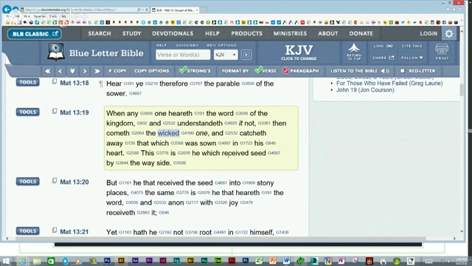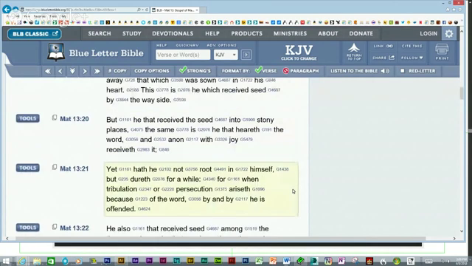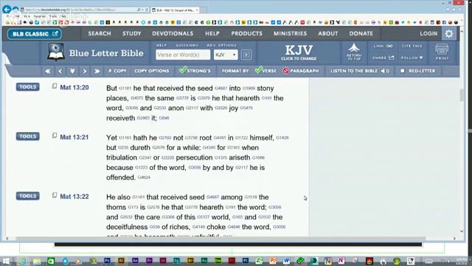This is he who received the seed by the wayside. But he that received the seed in the stony places, again the foundation, the same is he that heareth the word, and anon with joy receiveth it. So basically, I hear awesome good stuff, and I have now taken it to heart. Yet hath he not root in himself, but dureth for a while. For when tribulation or persecution arises because of the word, by and by he is offended. So basically, that the truths were planted within yourself, the seeds were planted, but yet you did not.